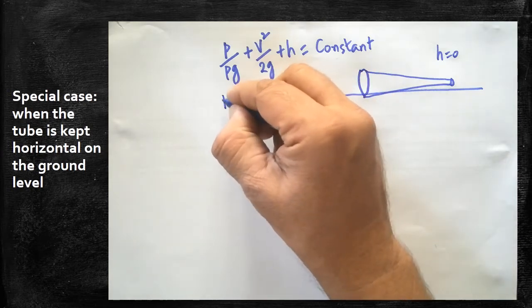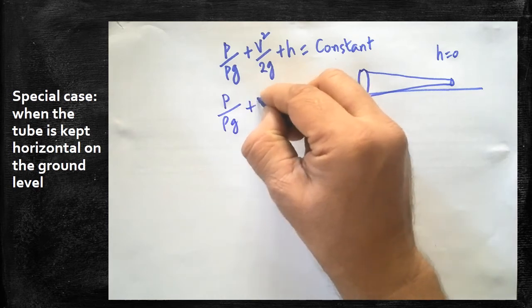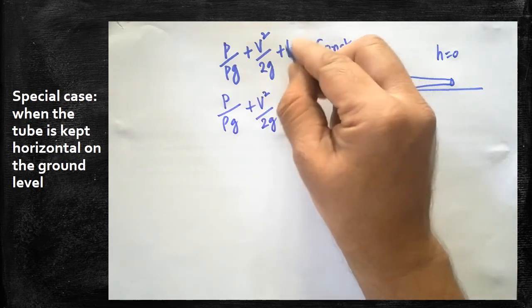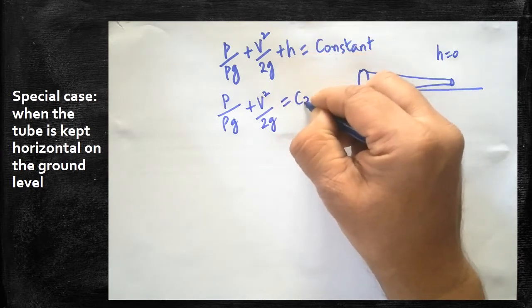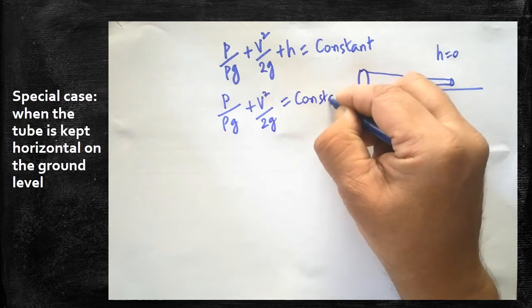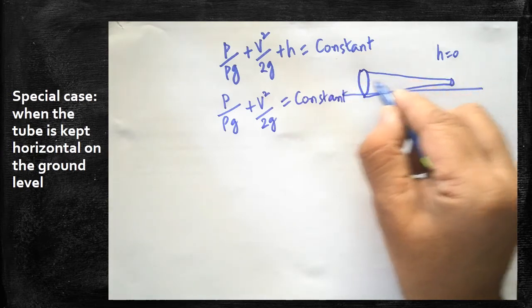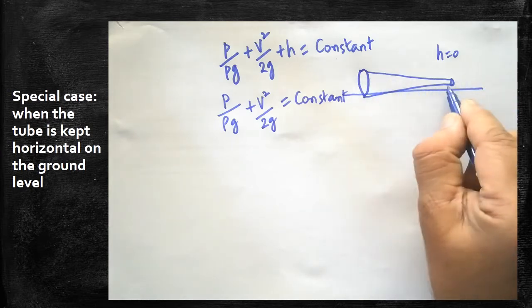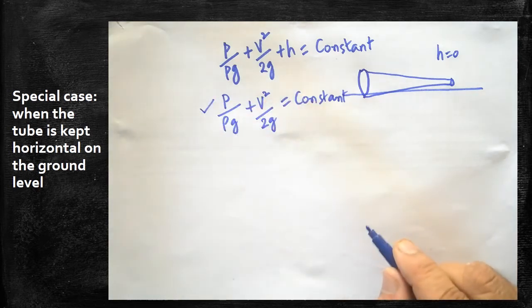So the equation becomes P divided by rho g plus V square divided by 2g, and this factor becomes 0, therefore that one will become absent. So finally you will be getting a new kind of equation, especially for this case, when the liquid flows through the pipe and it is kept on the ground level itself. Therefore, in that case you have to use this equation.